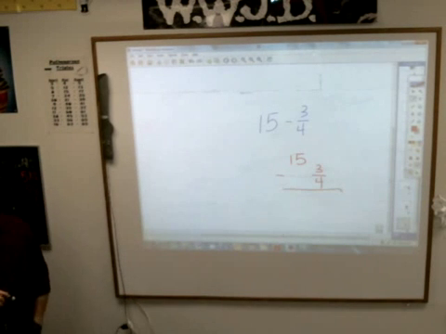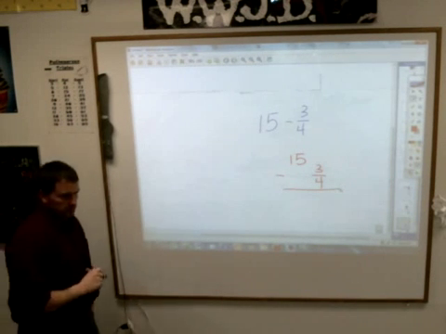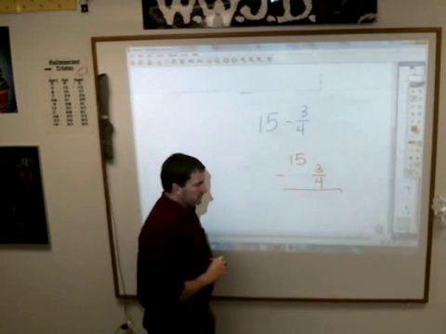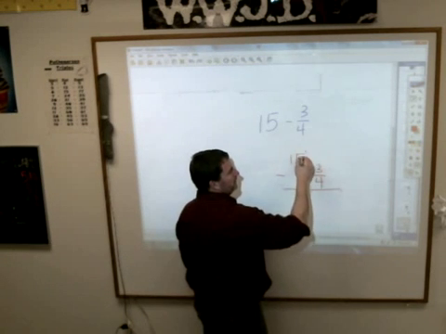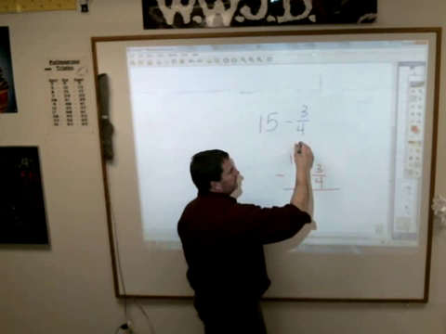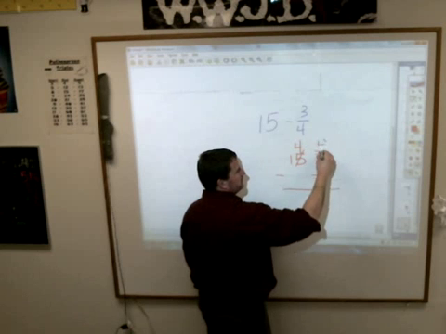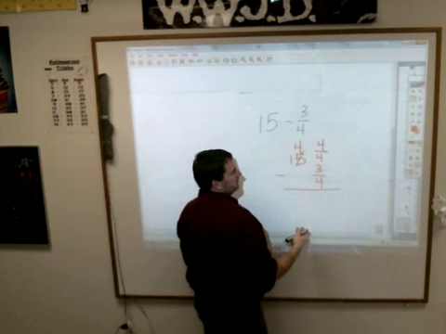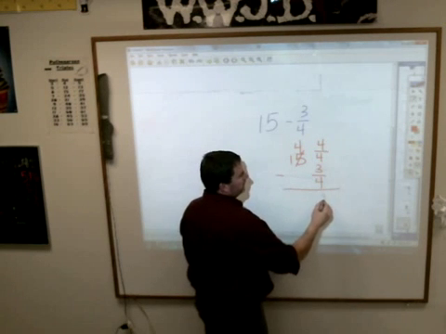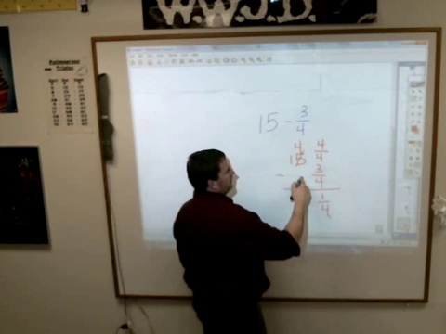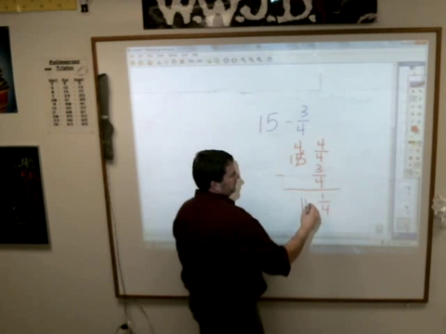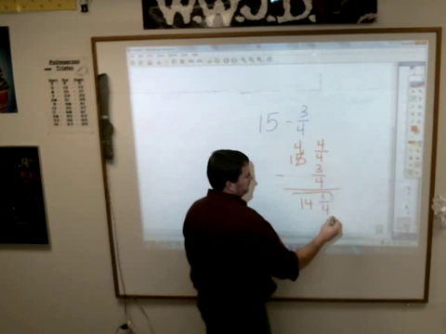And the answer that it seems we end up with, Mason, is? 14 1/4. Very good. Because you needed to borrow from this, it became a 14. What fraction do you put over here that equals 1? 4/4. Now you can take 3/4, and you have 4/4, and you take 3 of them away, you're left with just 1/4. 14 and 1/4.